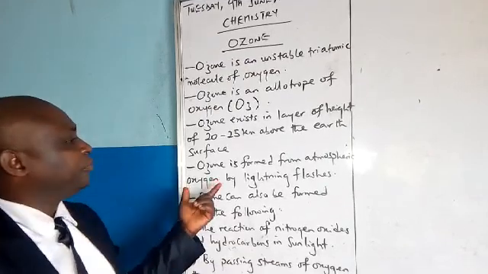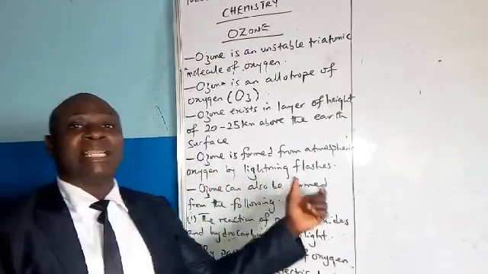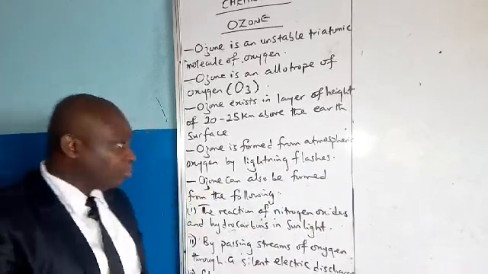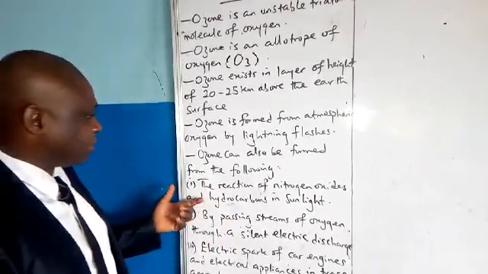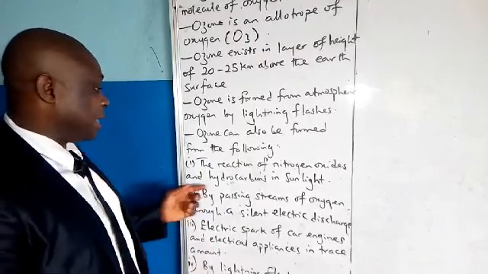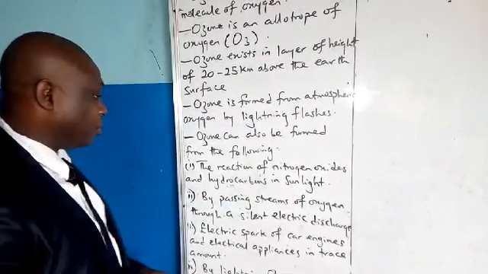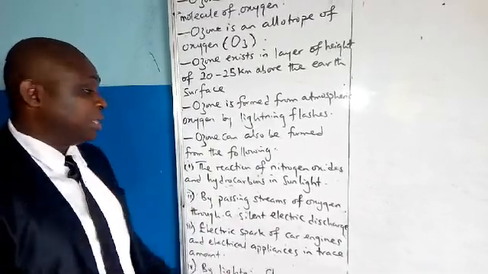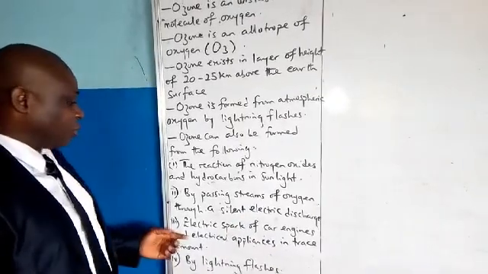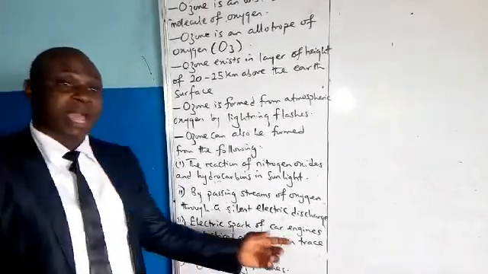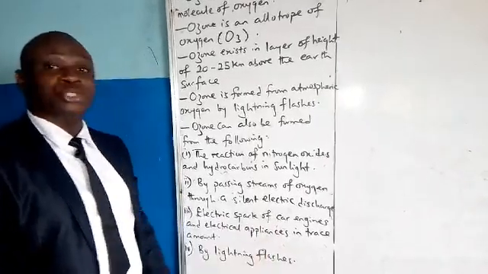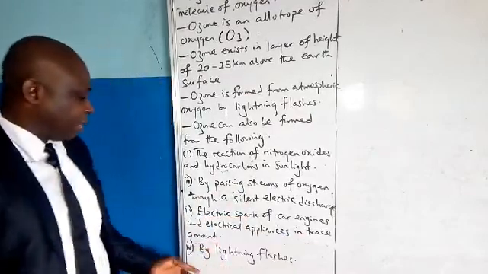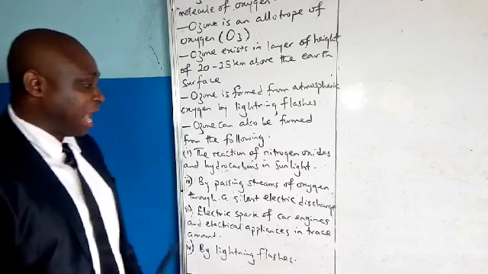Ozone is formed from atmospheric oxygen by lightning flashes. There are also other methods of forming ozone. The following methods are the reaction of nitrogen oxides and hydrocarbons in sunlight, that is ultraviolet light. Then we have passing streams of oxygen through a silent electric discharge. Then we can also have electric sparks of car engines and electrical appliances, where ozone is produced in trace amounts, in smaller quantities than by lightning flashes.